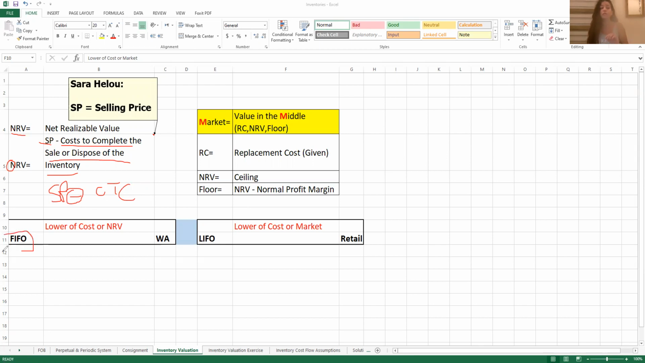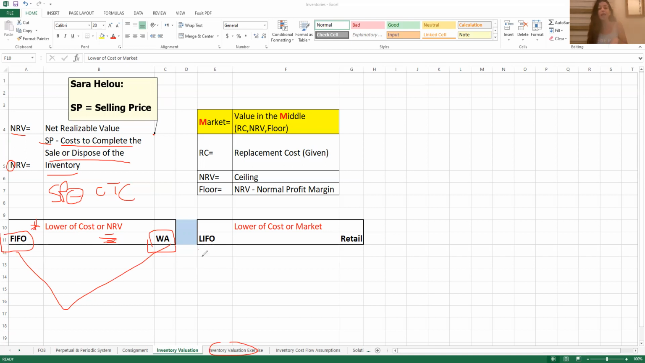If you are using FIFO, first in, first out, or the weighted average method, then you have to apply the lower of cost or net realizable value. I'm going to give you a great exercise in a few minutes. So if you are using FIFO or the weighted average, then you have to apply this rule. The inventory evaluation is based on the lower of cost or net realizable value.